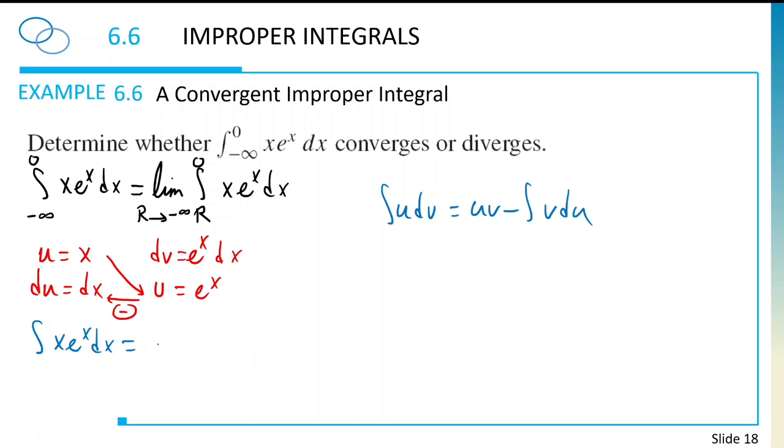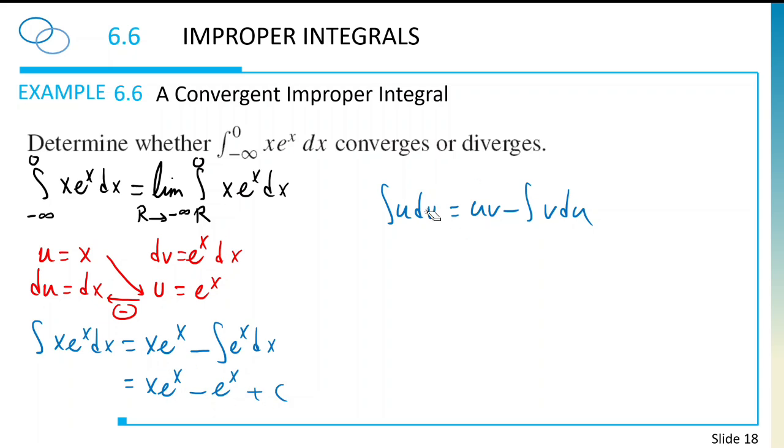Now this is u times v, so this is x e to the power of x minus the integration of e to the power of x dx. And this is equal to what? X e to the power of x. The integration here is only e to the power of x. For sure plus c, but no need because this is definite. So now this is the integration.